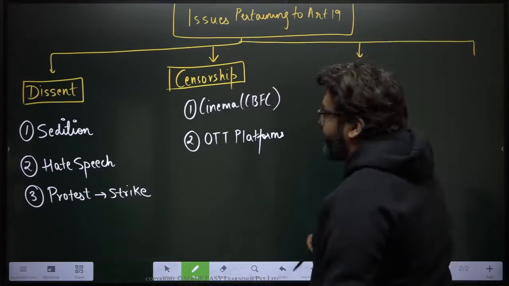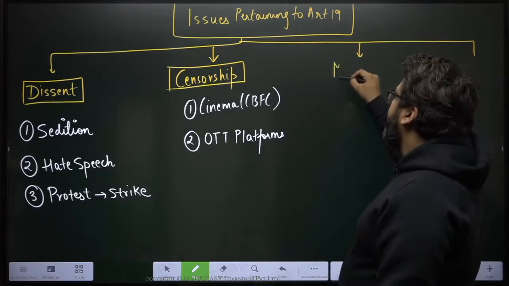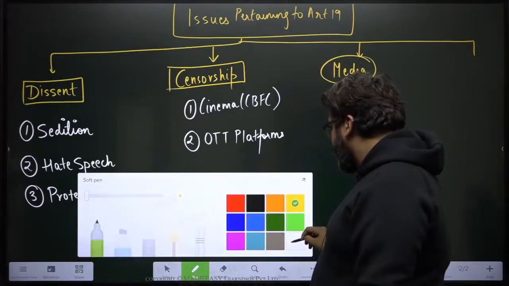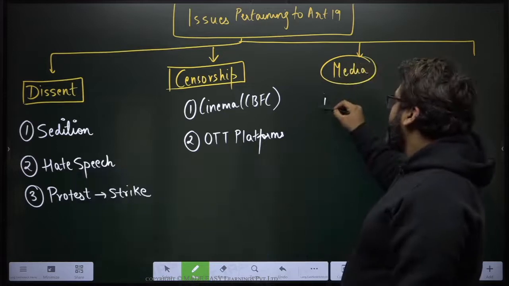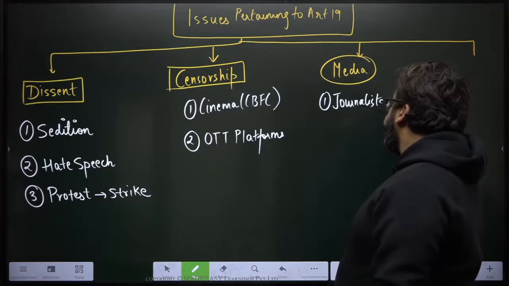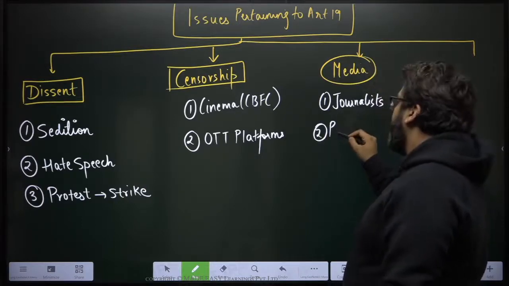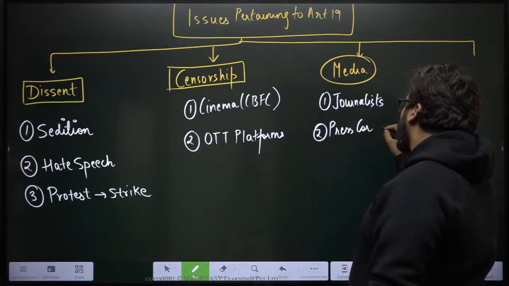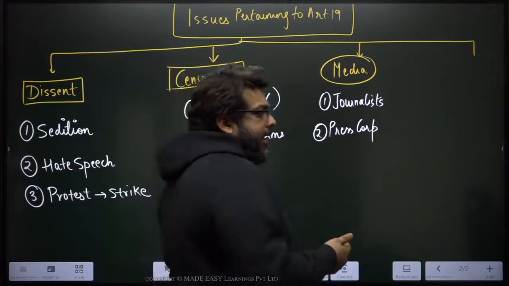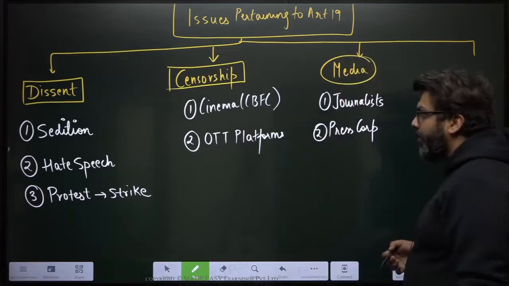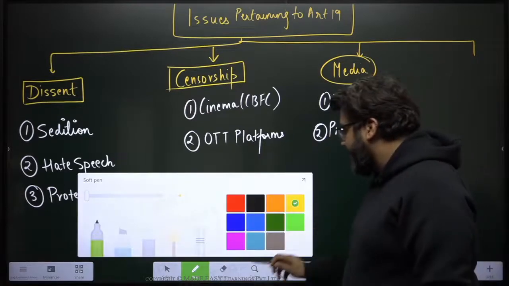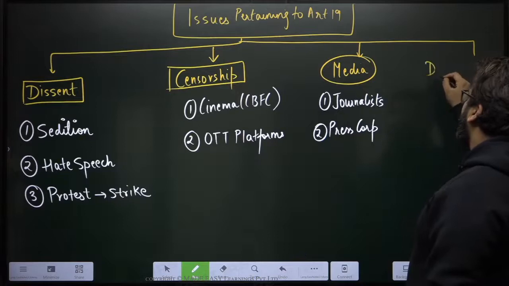Then we will understand the third set of issues which are pertaining to the media or to the press per se, in which we will understand the rights of journalists. We will understand the rights of press corporations or media houses or media organizations. So these are the two media related or press related issues that come to the floor. And then we also look at certain derivative rights.